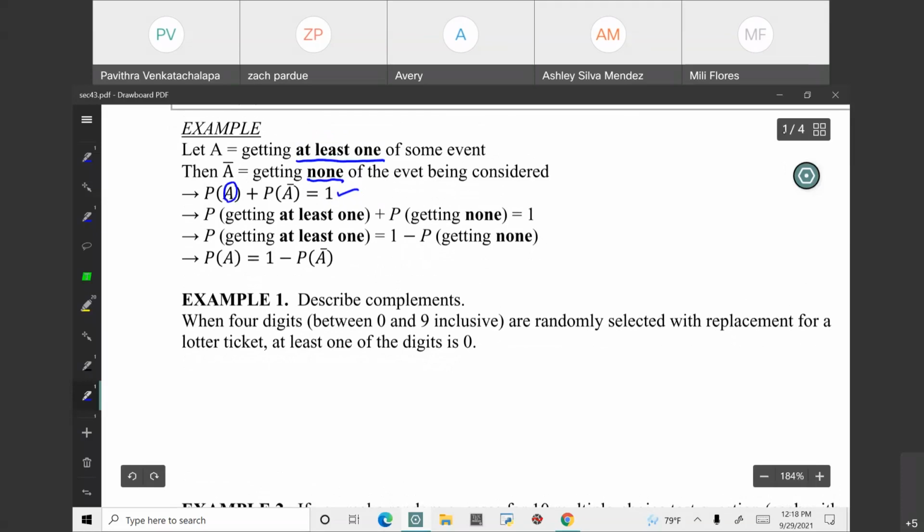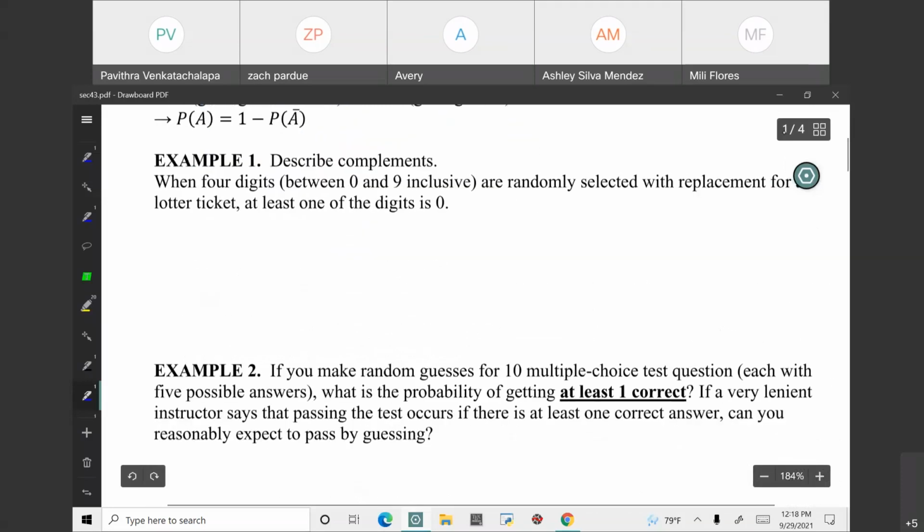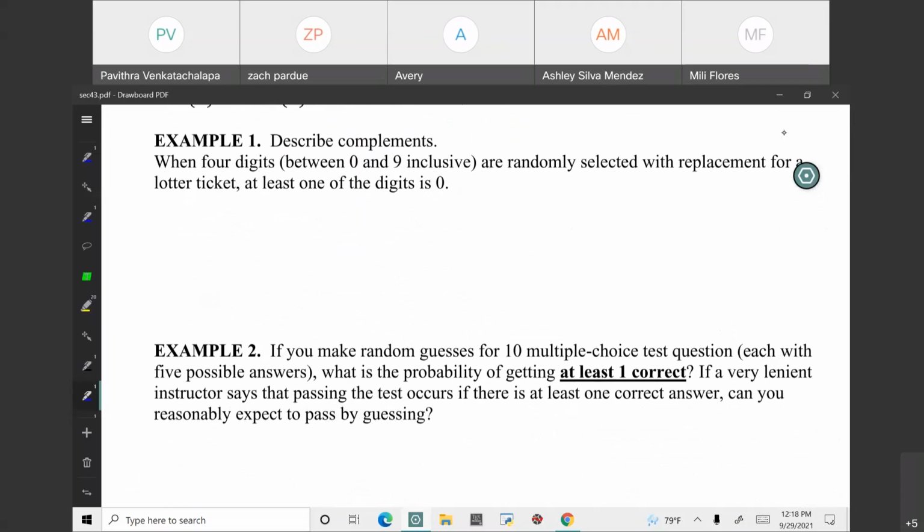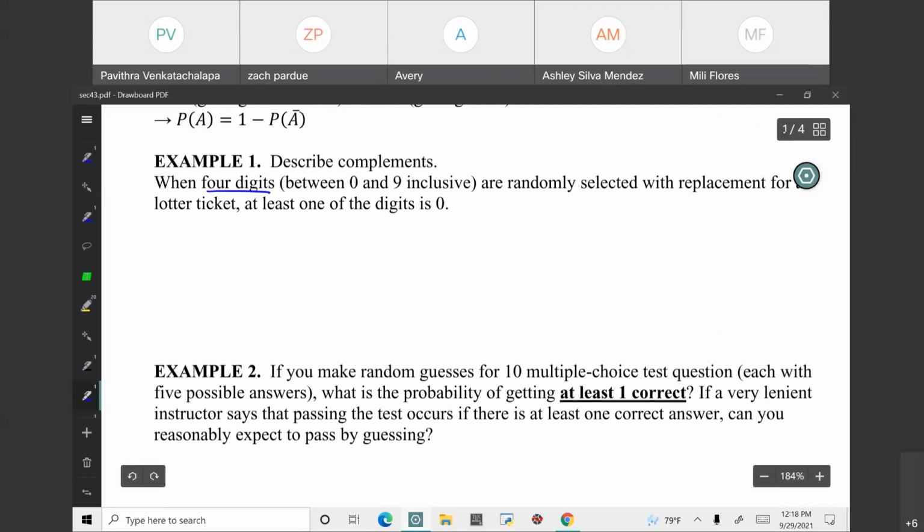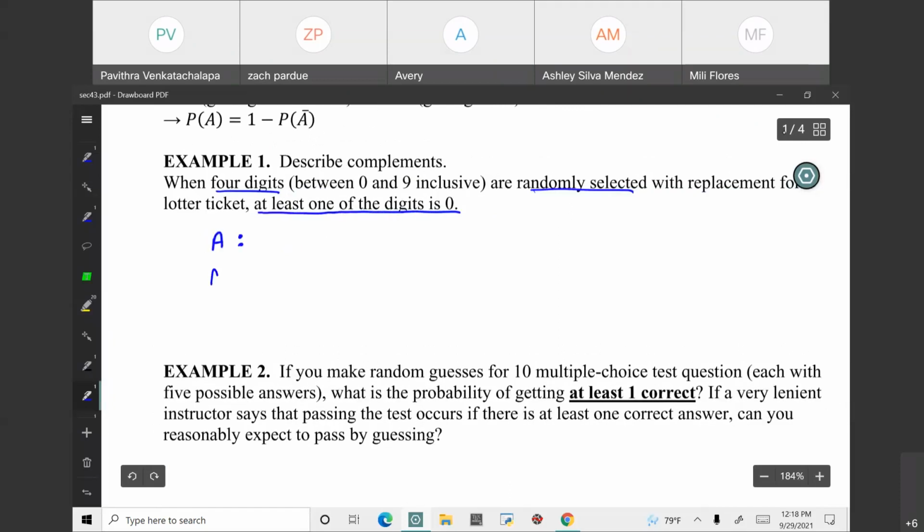Now we know that A is defined as getting at least 1. A complement means none, getting none. So they have just rearranged it. Okay? So let us quickly go for the examples. They're asking that when 4 digits are randomly chosen, what is the probability of getting at least one of the digits is 0. So we just have to identify the events A and A bar. At least one, right? That is how we define. At least one is 0. A complement is none. None of the digits are 0. That is how we are defining A and A bar.